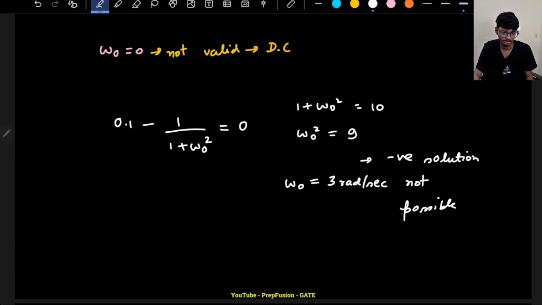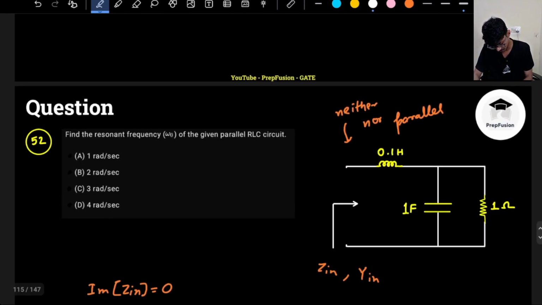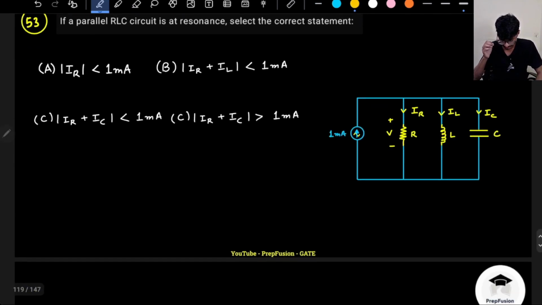3 radian per second, this will be the answer for the question. So the resonant frequency will be 3 radian per second. Was it in the options? Yeah, the options had 3 radian per second. So let's move on to the next question. The next question is very good.